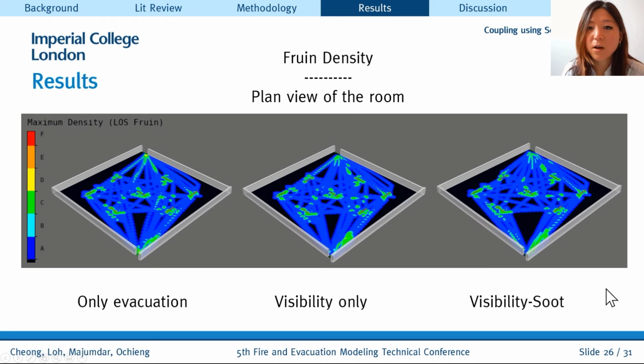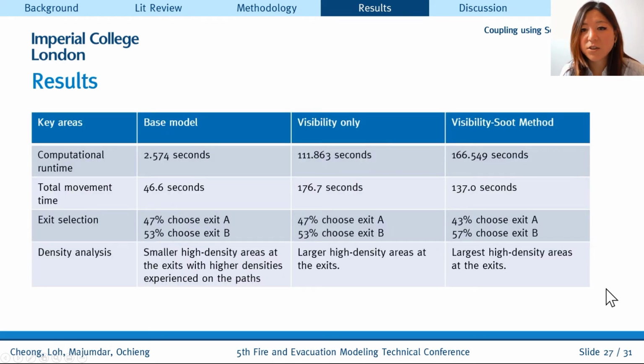To put some numbers to the comparisons, as one of the disadvantages of the ray casting method is the computational cost, we showed that using a single ray method does not significantly increase the computational power requirement compared to the method where only visibility is considered. Secondly, the total movement time varied, but most importantly, the exit selections varied as well when considering the soot level along the line of sight of each evacuee.